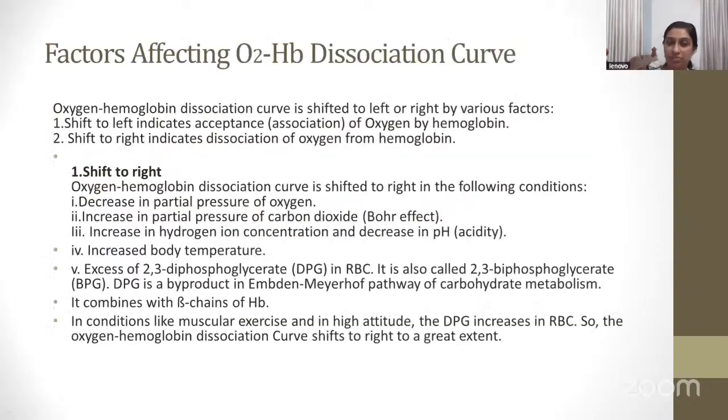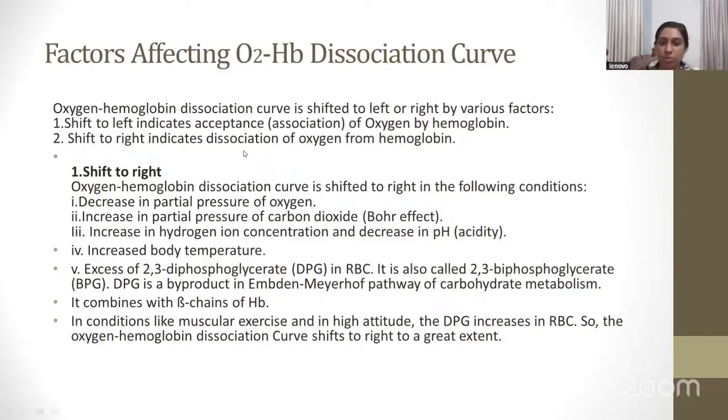Coming to the different factors affecting the oxygen hemoglobin dissociation curve: the curve is shifted to the left or right by different factors. A shift to the left means acceptance of oxygen by hemoglobin, and a shift to the right indicates dissociation. That is, a shift to the left means association or more affinity, and a shift to the right means dissociation or less affinity. So a shift to the right should normally occur in tissues.